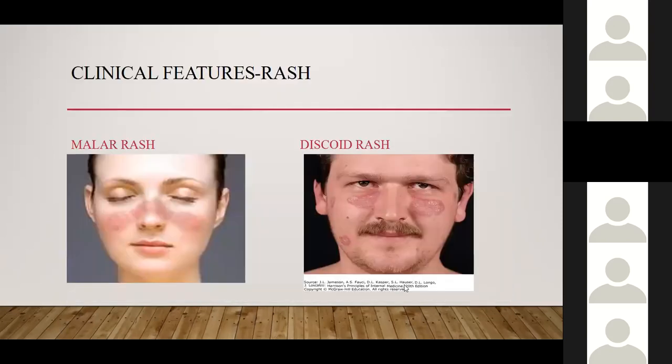So there's a picture. You can see the malar rash here, or the butterfly rash. See how it looks like a butterfly, the wings, and then the bridge of the nose is the middle aspect of the butterfly. Or you can get a discoid rash, which looks like this. It's not the classic butterfly. It has a thickened base, unlike the malar rash, which looks a little bit smooth and dotted. The discoid rash looks a bit rough and has a thickened base.